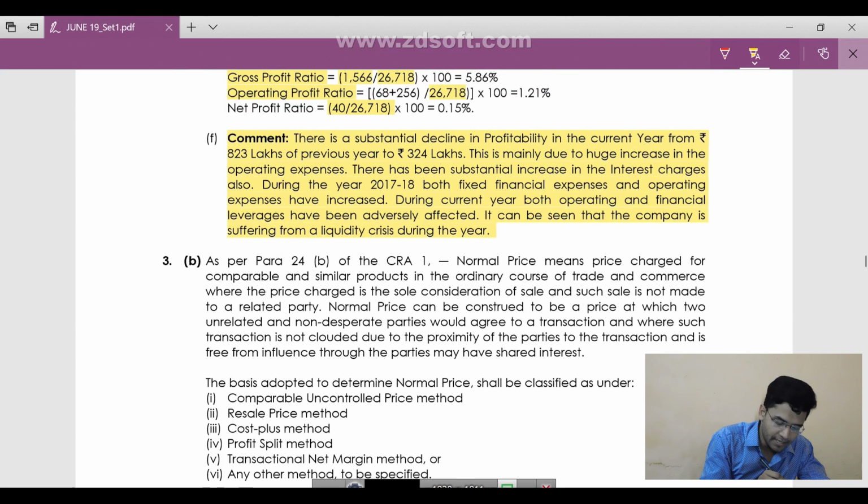So the definition of normal price is: normal price means price charged for comparable and similar goods in the ordinary course of trade and commerce, where price charged is the sole consideration for sale and sale is not made to a related party. So if the sale is made to a related party, then you will compare the actual price with the normal price, and this comparison will lead to a difference. This is the concept of normal price.